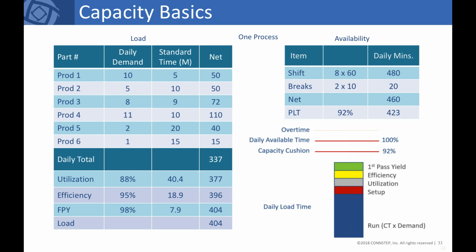So the graph on the lower right-hand side is meant to depict that to scale. Again, the blue being cycle time times demand, red being setup, and there's your efficiency, utilization, and first pass yield.